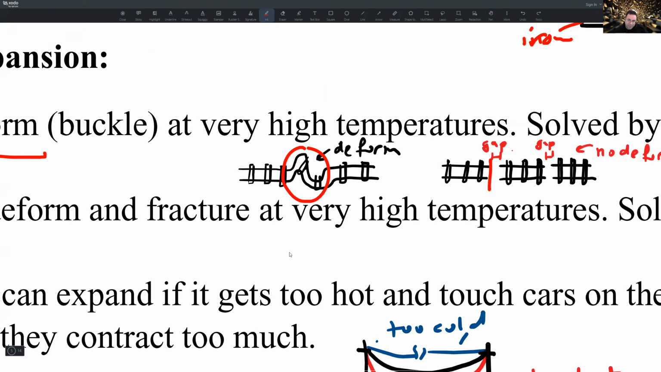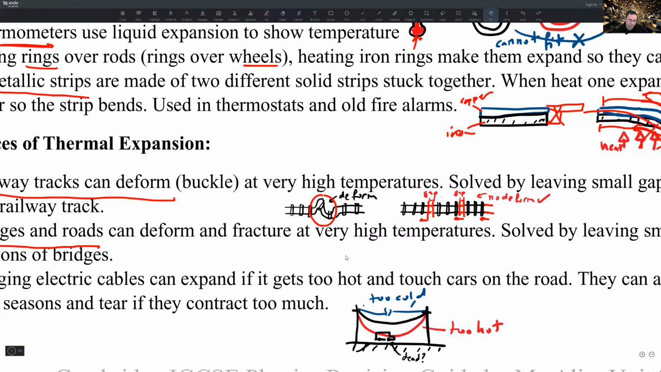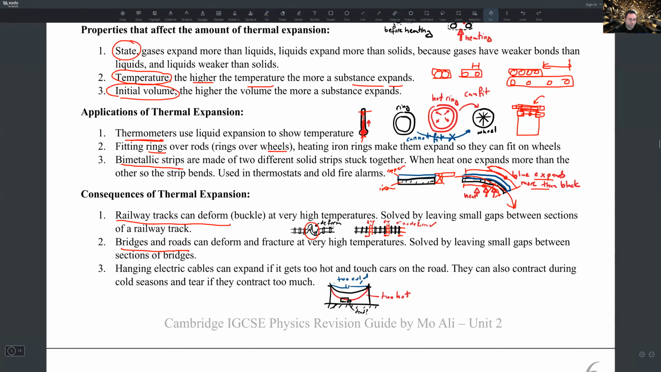So we solve this by leaving gaps between different sections of the railway track. They're not huge, by the way. They're just like 2 or 3 centimeters at most. So they're very small, but they fix this problem. We allow the tracks to expand during the summer, and then during the winter they contract. ترجع تاني بقى during the winter. So why do we leave gaps between sections of a railway track or bridges? To stop them from deforming or buckling or breaking at very high temperatures.